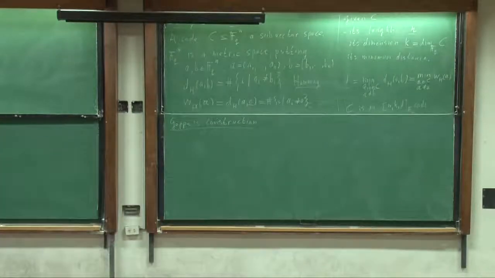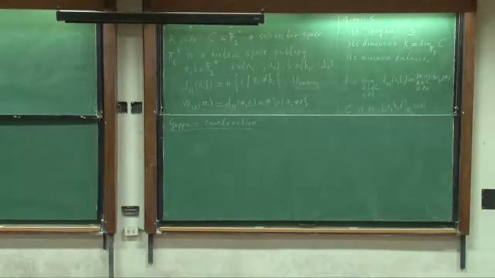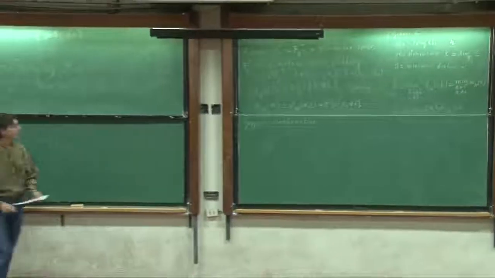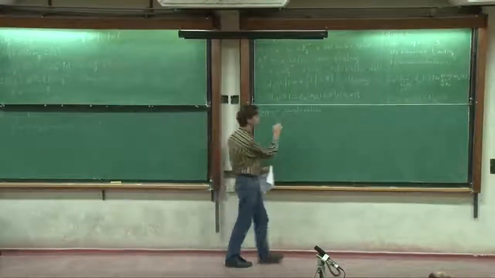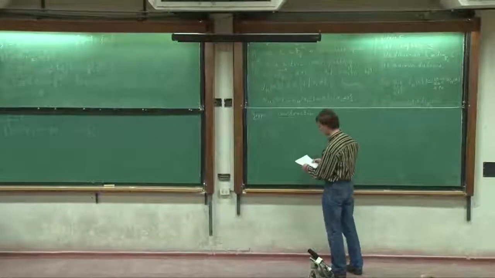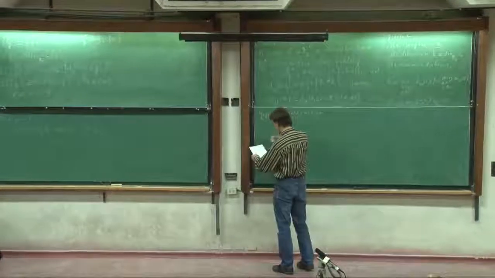Keep in mind what we want somehow: given n and k, we would like this minimum distance to be big. So let us come back now to what Goppa did in the 80s. So what do we have?